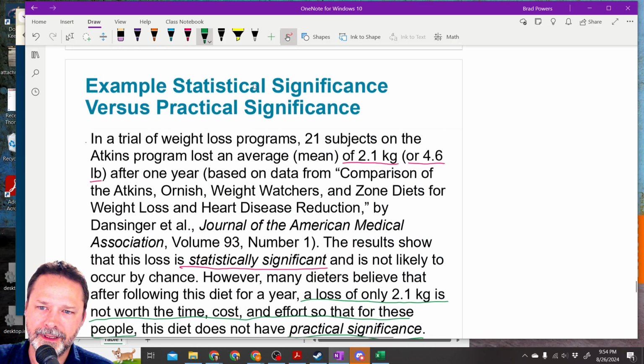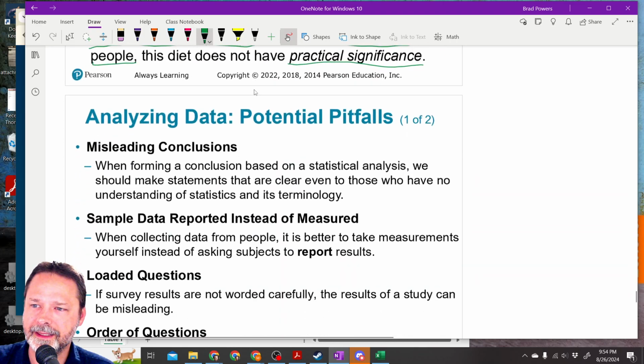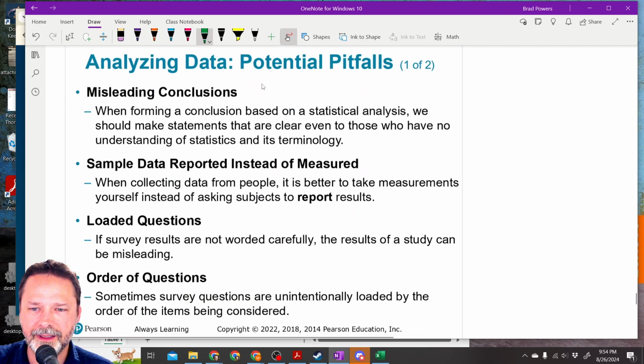Analyzing data. Potential pitfalls. Okay, and again, I'm glossing over this because we're going to go over this more as we go. So anyway, misleading conclusions. When forming a conclusion based on a statistical analysis, we should make statements that are clear even to those who have no understanding of statistics and its terminology. You always want to be clear when you communicate. You want to be able to make convincing arguments. A lot of stats is making convincing arguments.